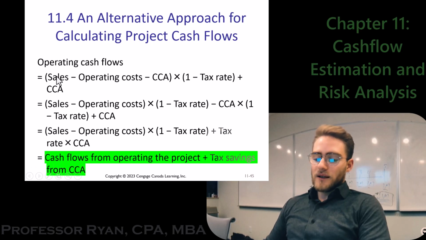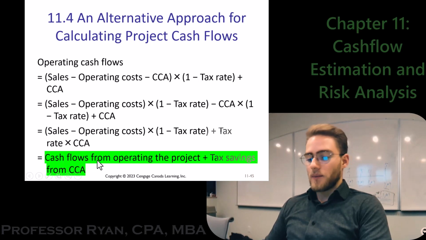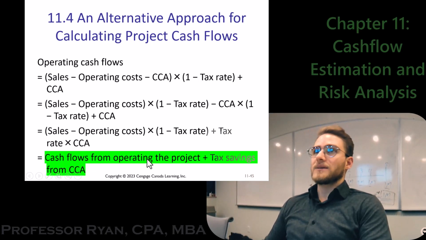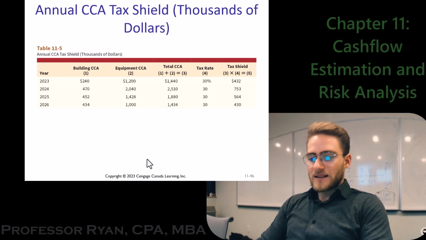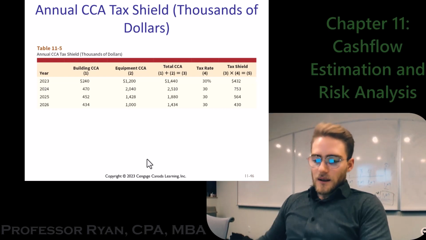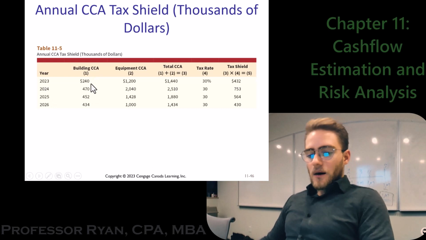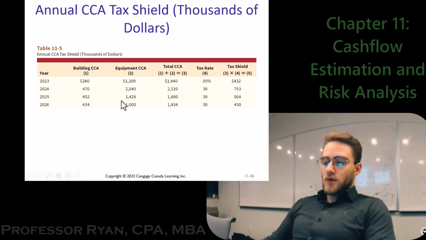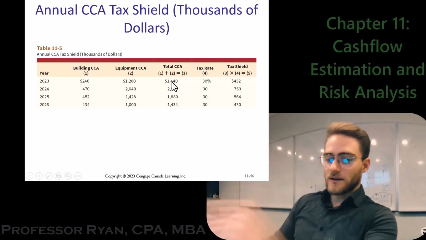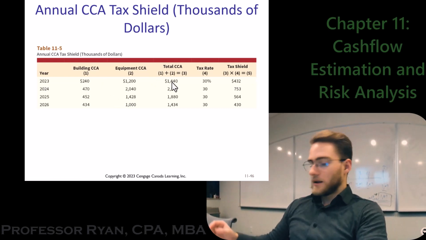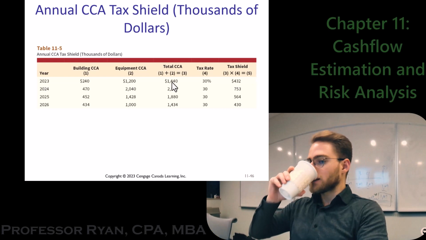Alternatively, instead of doing, and this is what we did up top, right, with the sales, we could literally just go cash flows from operating the project plus tax savings from CCA. So what that might look like is a little something like this. This is how we calculate tax shields. So this is the CCA on the building. This is the CCA on the equipment. And then this is the total CCA, the total tax deduction we get every single year from 2023 to 2024 to 2025 and 2026.